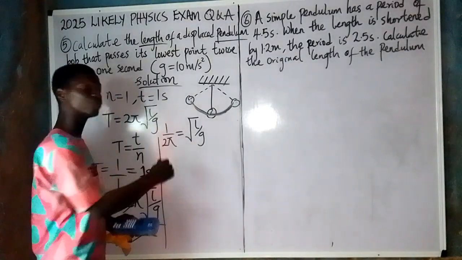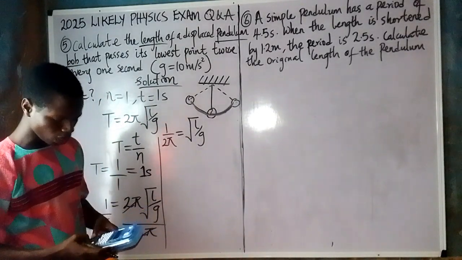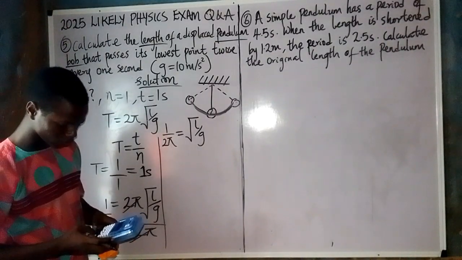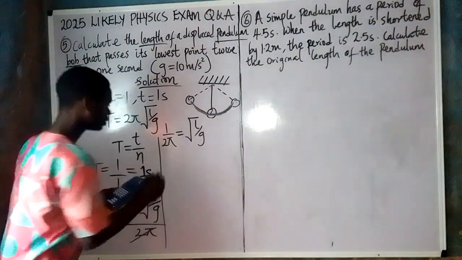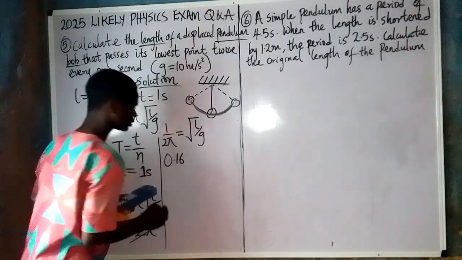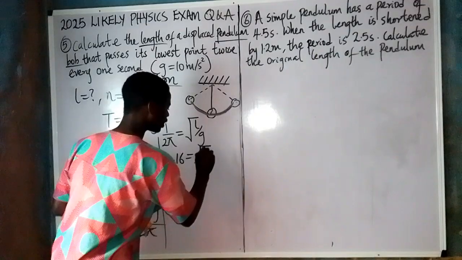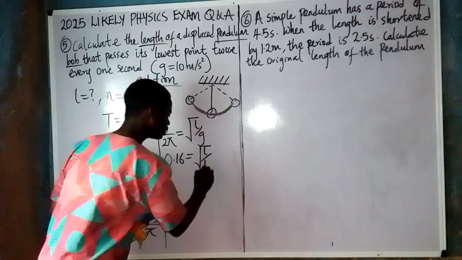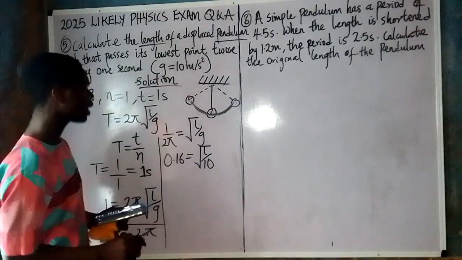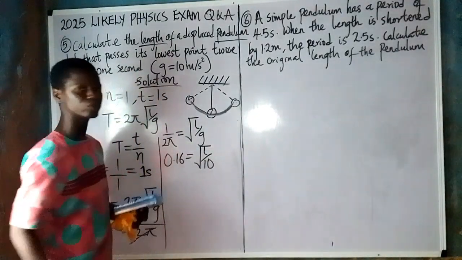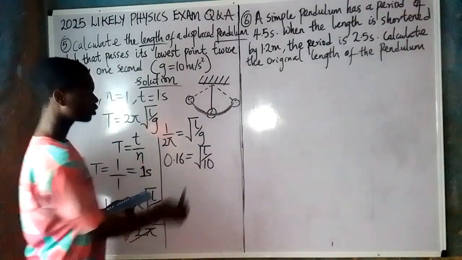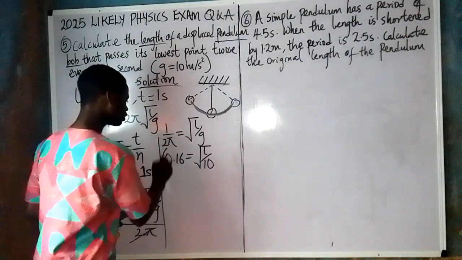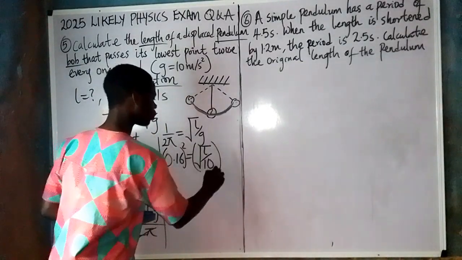We are going to get the overall value for this before we continue. 1 divided by 6.284. We have 0.16 is equal to root of L over, now in place of g, what is the value for g? g is approximately 10. Is it not? Good. Now we are looking for L, but it is carrying a square root. How do we simplify? To remove the square root sign here, we square both sides. So it will now be raised to power 2, raised to power 2.